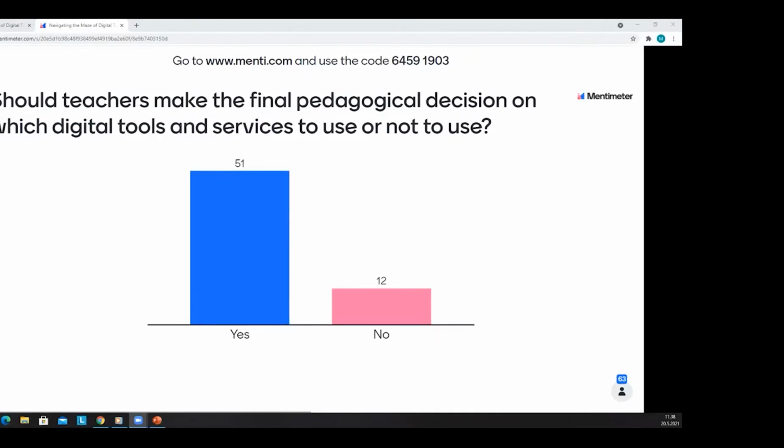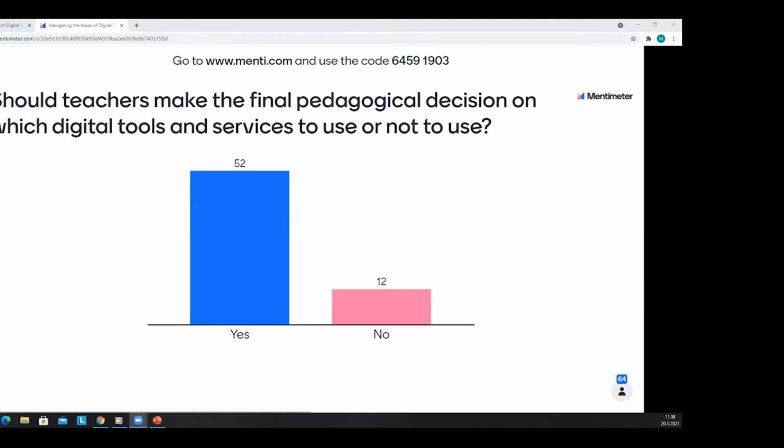On to our next question, but before that, let's review the results of the third Mentimeter question. The question was, should teachers make the final pedagogical decision on which digital tools and services to use or not? By far, yes is the one getting all the votes. So definitely we need to involve teachers, and teachers need to be a big part of understanding and building the digital ecosystem of the TVET providers.